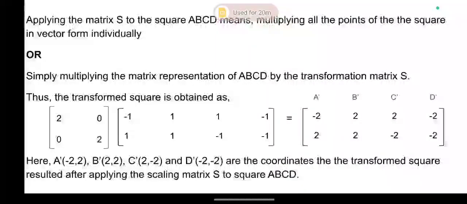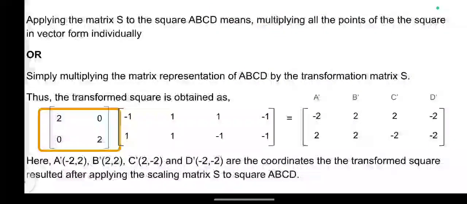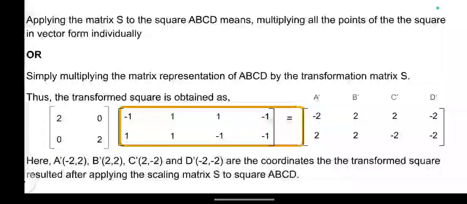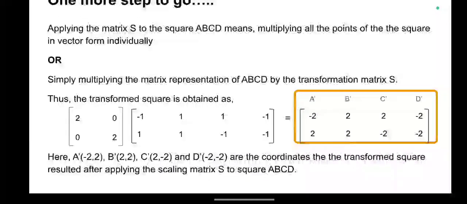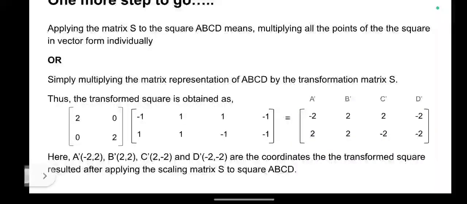Again, as I said, I hope you're familiar with basic matrix operations. So here when we multiply the scaling matrix S, that is 2 0 0 2, with the matrix representation of the original square ABCD, we get the transformed values of A dash, B dash, C dash, and D dash. So where A is transformed to A dash, B is transformed to B dash, C is transformed to C dash, and D is transformed to D dash. So the coordinates of the transformed square are A dash minus 2 comma 2, B dash 2 comma 2, C dash 2 comma minus 2, and D dash minus 2 comma minus 2.